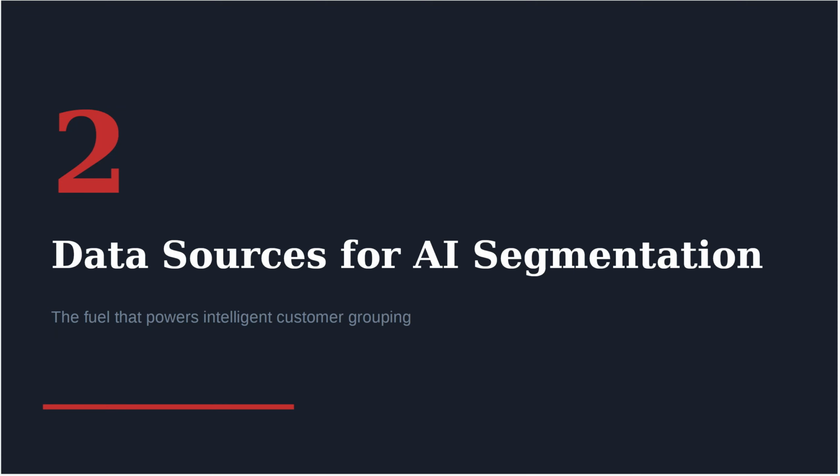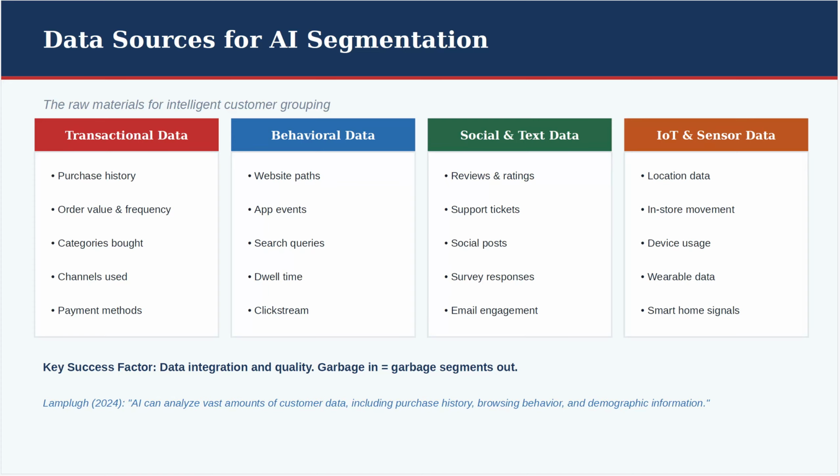Now the number two domain is data sources. Where do you get data from to implement segmentation? There are four major areas: transactional data, which is what customers actually buy, tells you what they value.